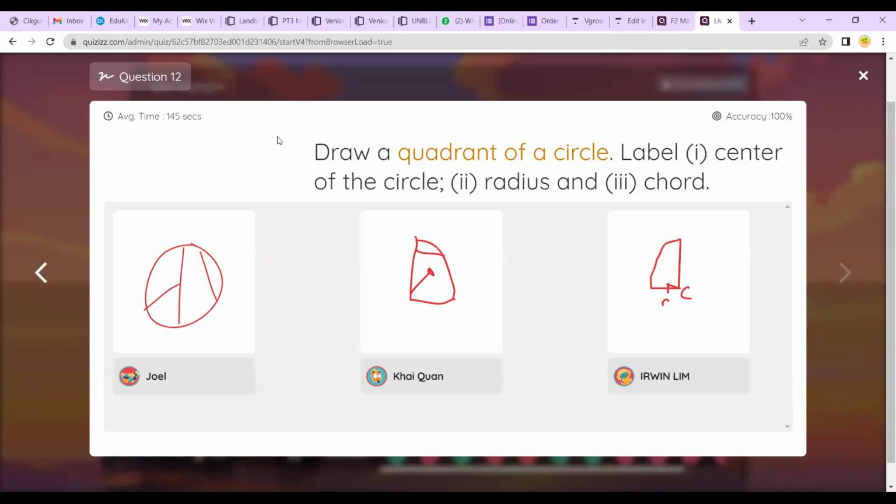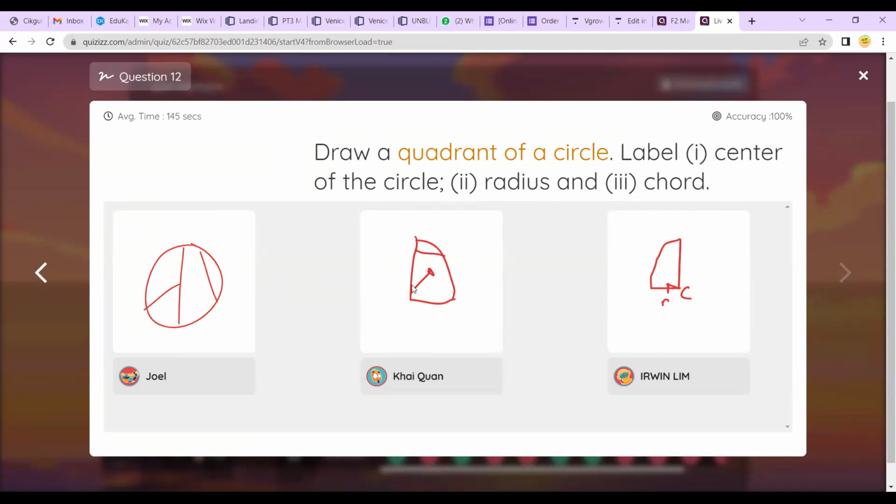Okay, let's see what you draw. Okay, center. Then center. So I guess this is the center. Then radius. Here got label. Must label. State radius. So quadrant is actually 1/4. So a perfect one will be like this.